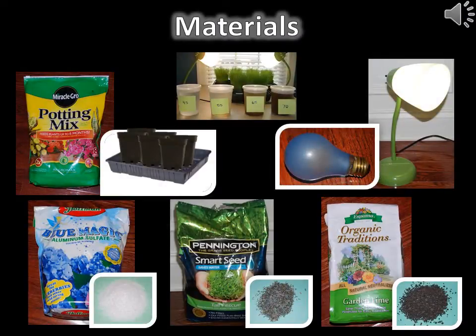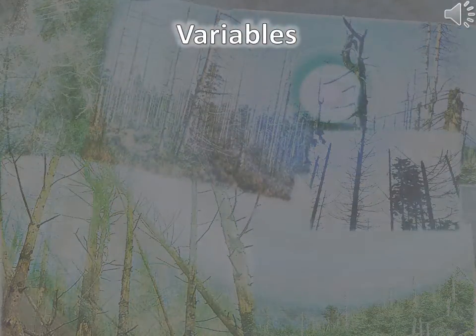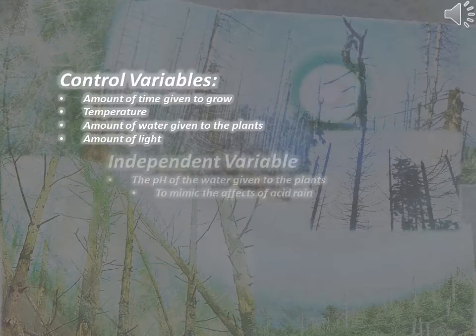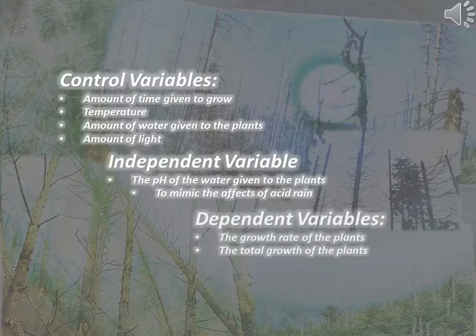These are some of the various materials needed for the experiment, including potting soil, seeds, aluminum sulfate, limestone, and grow lights. The control variables of this experiment will be the amount of time given to grow, the temperature, the amount of water given to the grass, and the duration of the light. The independent variable would be the pH of the water given to the grass. The dependent variables would be the growth rate of the grass and the total growth of the grass.